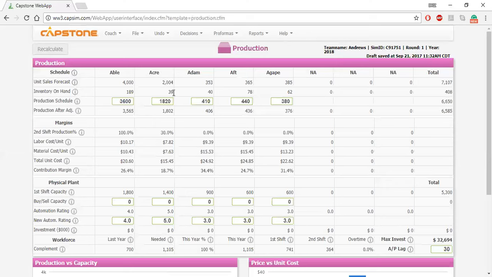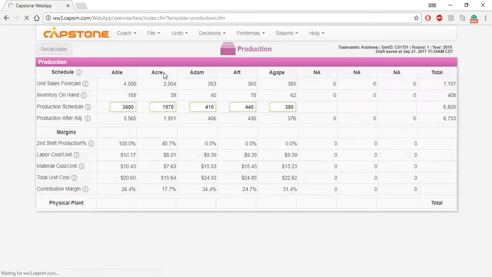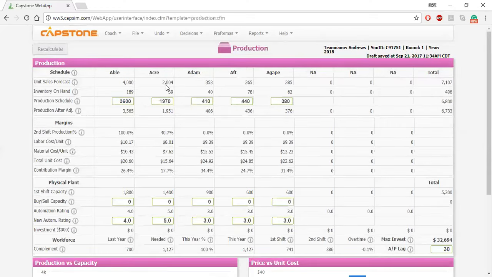So we have 39 units on hand. So we would want our production after adjustment, this line, plus our inventory on hand to equal our unit sales forecast. And it takes some playing around to get it exactly correct, because our production after adjustment doesn't equal how many we're actually producing.